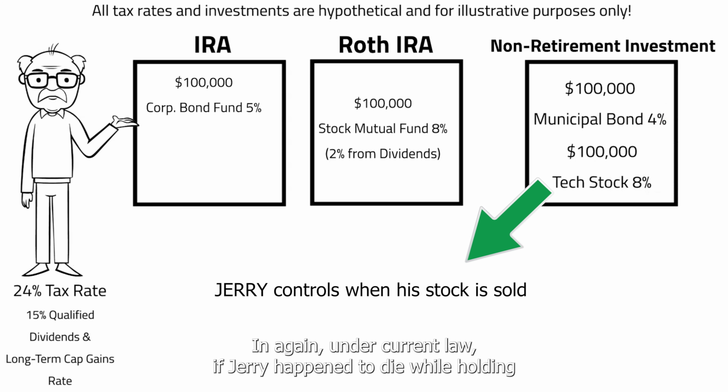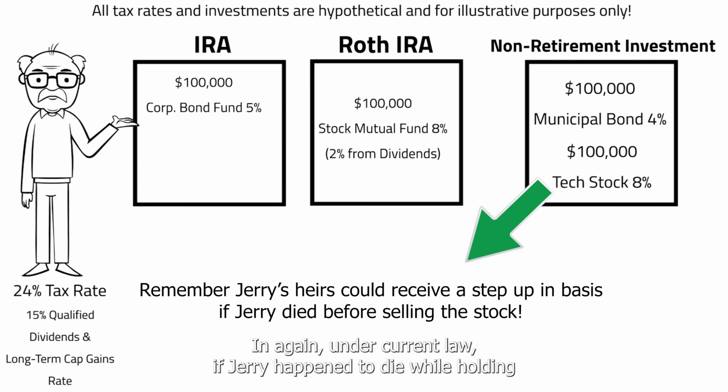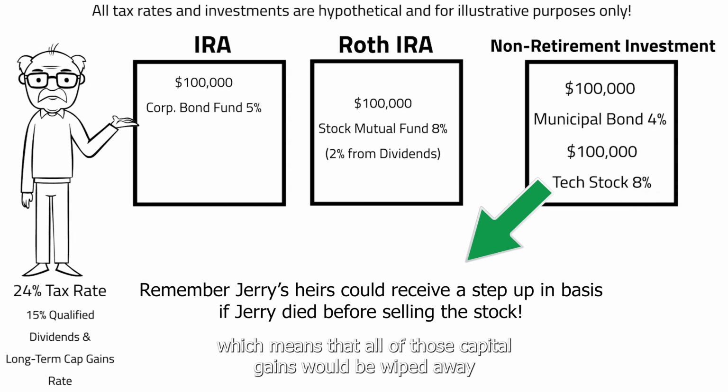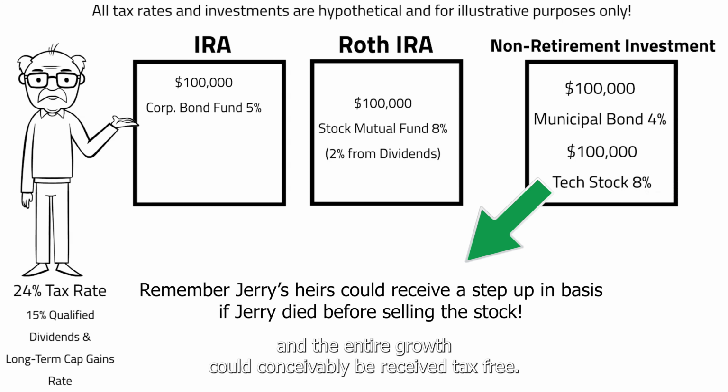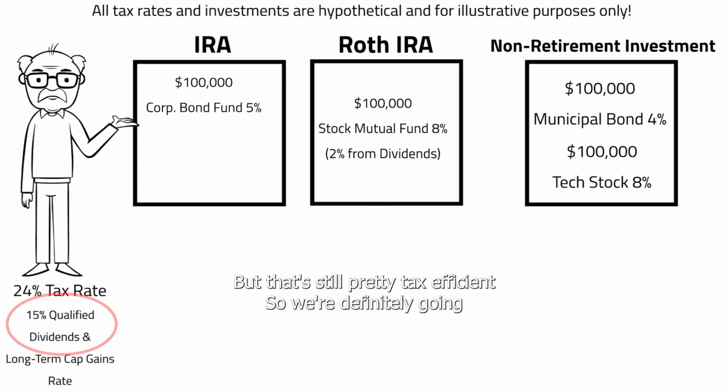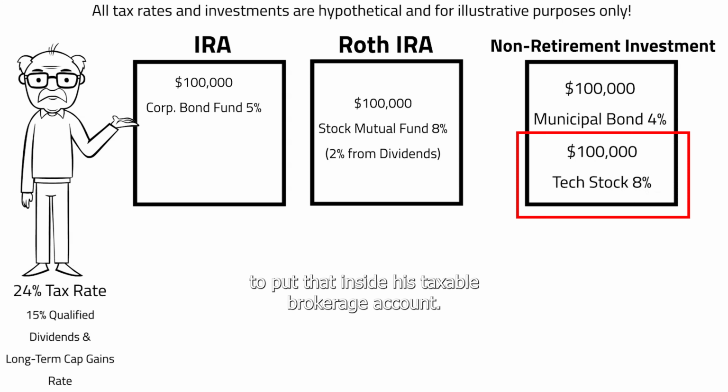And again, under current law, if Jerry happened to die while holding that appreciated stock, his heirs would receive a step up in basis, which means that all of those capital gains would be wiped away and the entire growth could conceivably be received tax-free. Now, for this example, we're going to assume that Jerry pays his capital gains on the stock, but that's still pretty tax efficient. So we're definitely going to put that inside his taxable brokerage account.